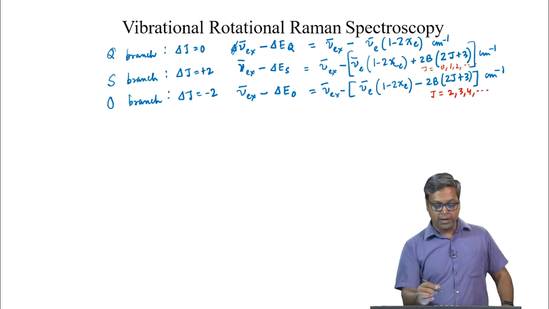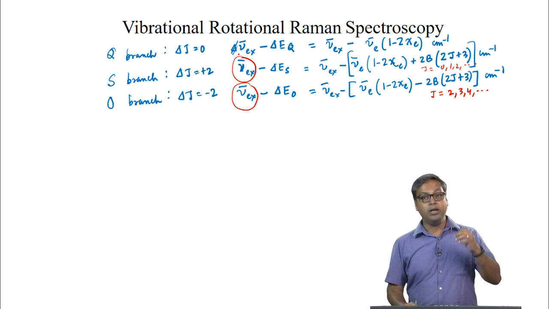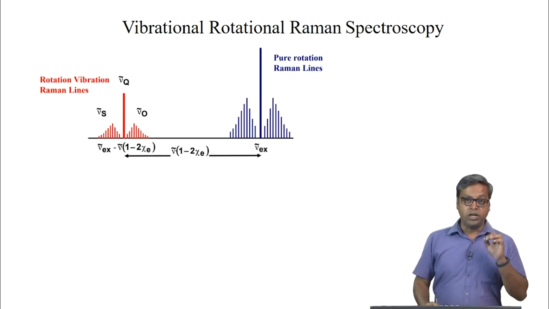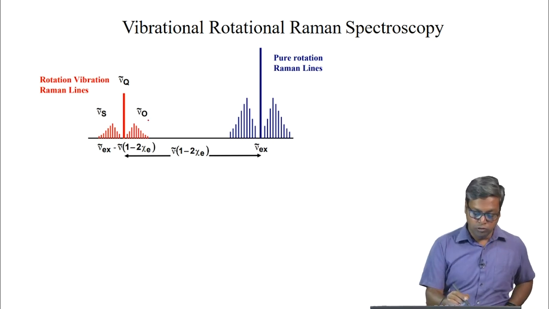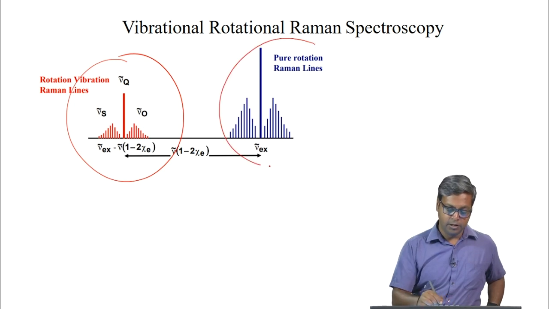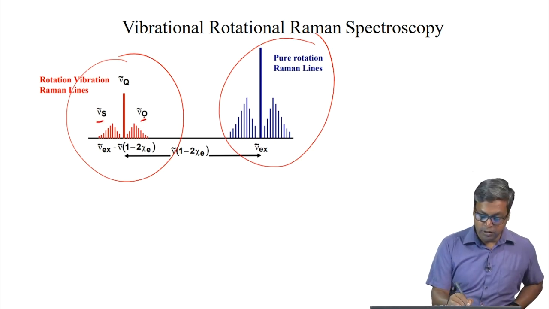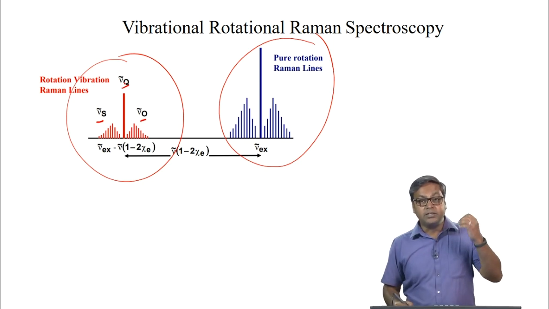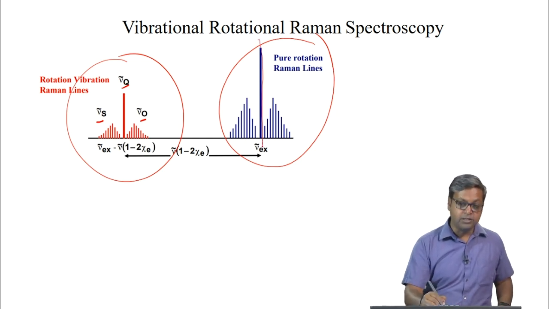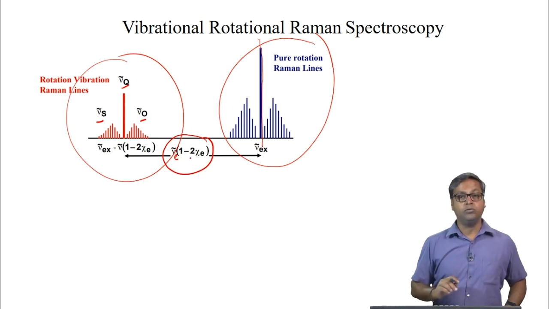The nu bar excitation that we are writing in these expressions is the frequency of the incident radiation. So, here you can see a spectrum. The rotation-vibration Raman lines are shown in red, and the pure rotation lines are shown on the right in blue. The O, Q and the S branches are shown, and we can see the rotational vibrational Raman band is shifted from the excitation frequency by this nu bar E times (1 minus 2 chi E).